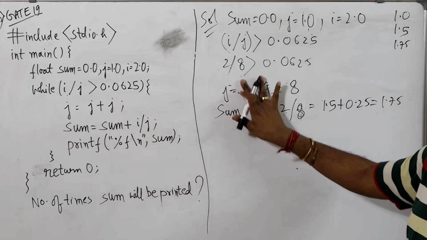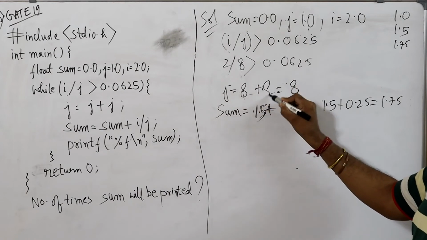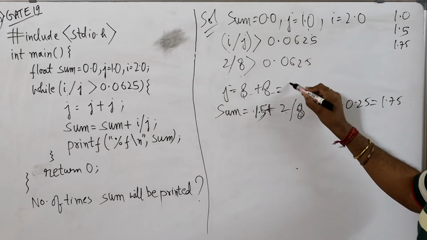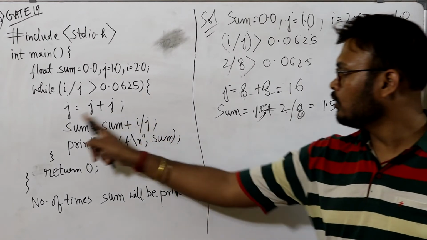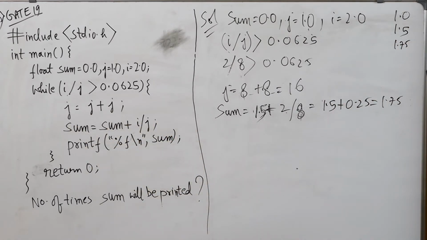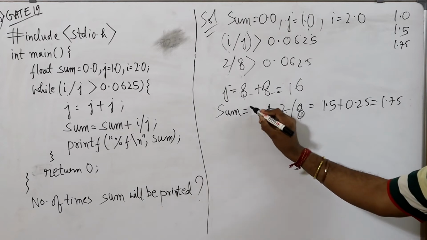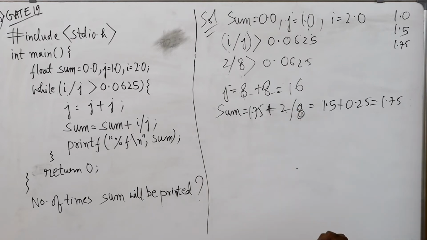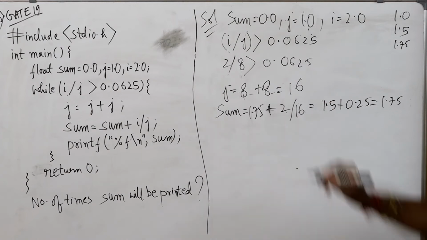j is equal to j plus j. So j is equal to j plus j means what? What is the value of j? 8. j is equal to 8 plus 8. It means 16. So the value of j is 16. So now execute this line. sum is equal to sum plus I by j. So what is the value of sum? The value of sum is 1.75. 1.75 plus I by j. I is 2 and j is 16. Fine.